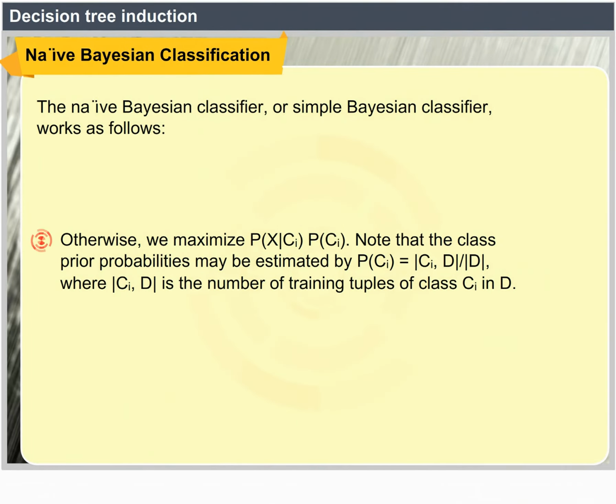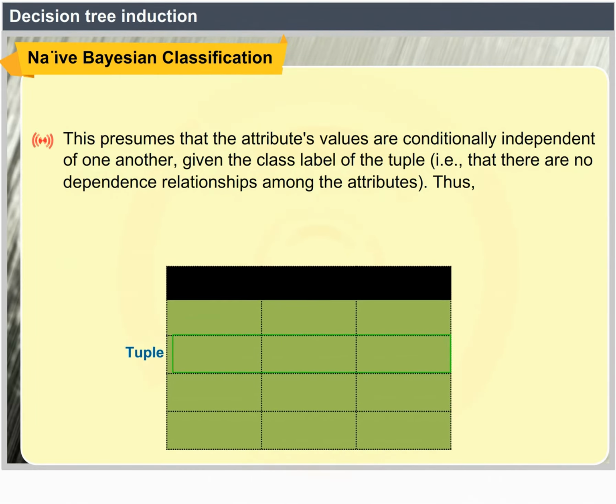Given data sets with many attributes, it would be extremely computationally expensive to compute P(X|Ci). To reduce computation in evaluating P(X|Ci), the naive assumption of class conditional independence is made. This presumes that the attributes' values are conditionally independent of one another, given the class label of the tuple. That is, there are no dependence relationships among the attributes.